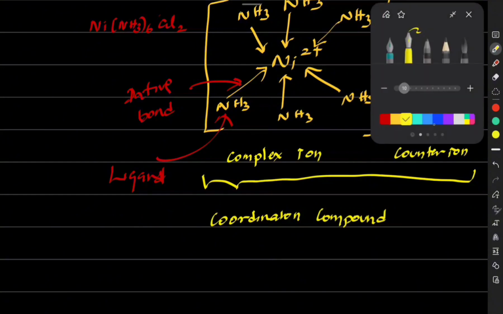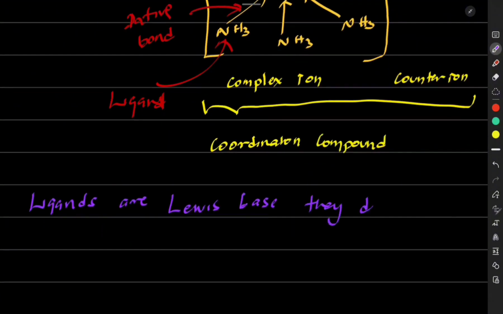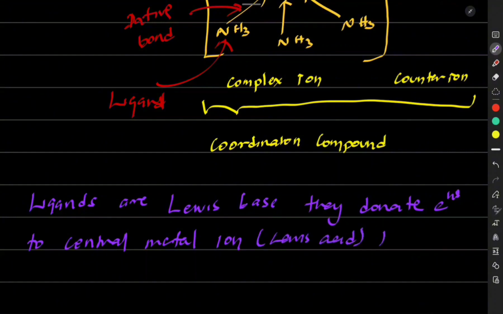Let's write it down. Ligands are Lewis bases, and they donate electrons to the central metal ion, which is a Lewis acid, and they form dative bonds.